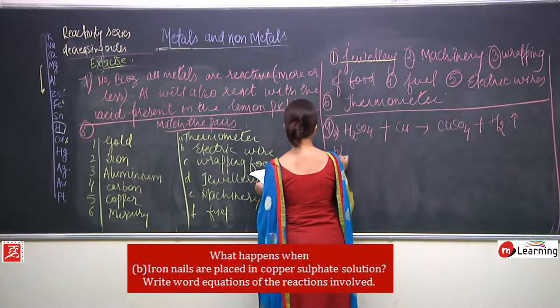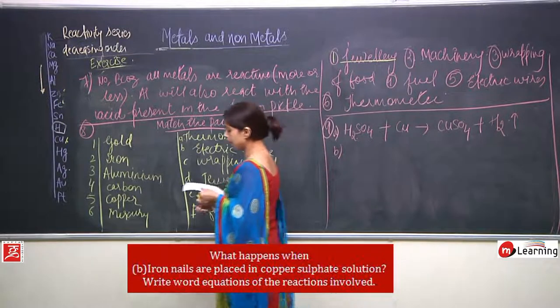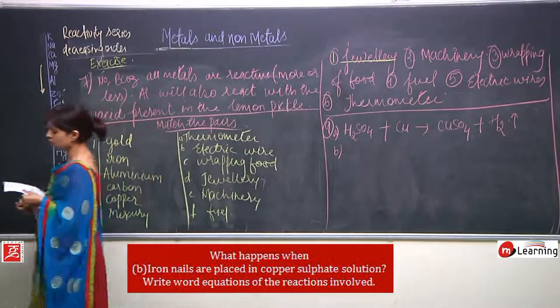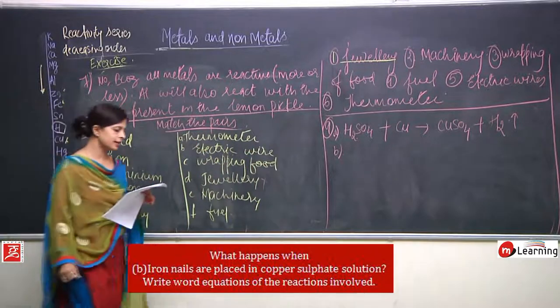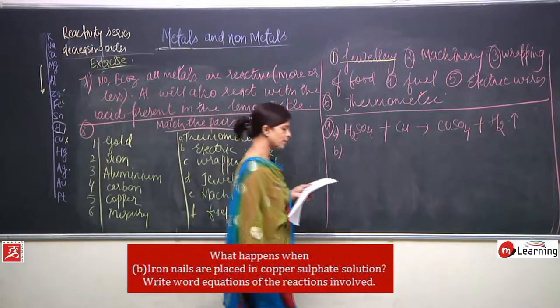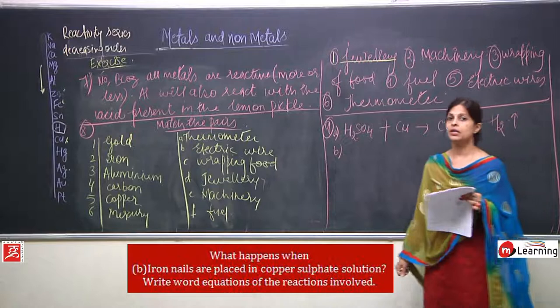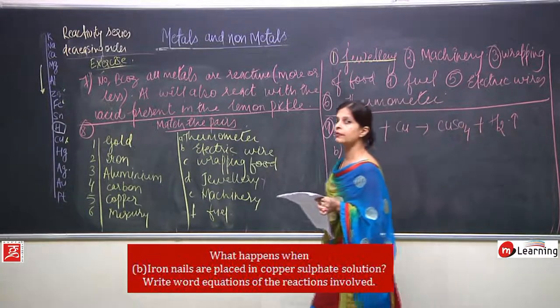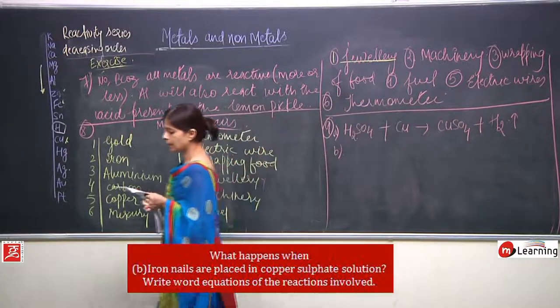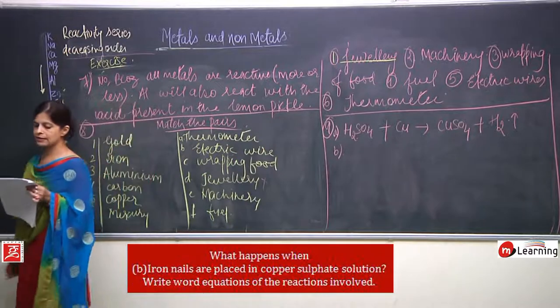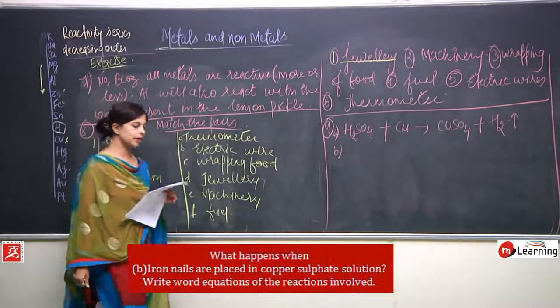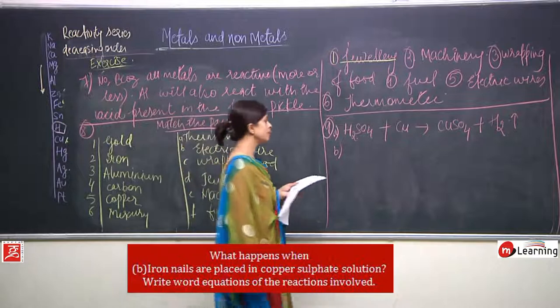I'll talk about now B. Iron nails are placed in a copper sulfate solution. But see, they are asking one question in different forms. Be very attentive. Don't think that we are repeating the questions. Why? Because this time they have asked to write the word equation of the reactions involved.